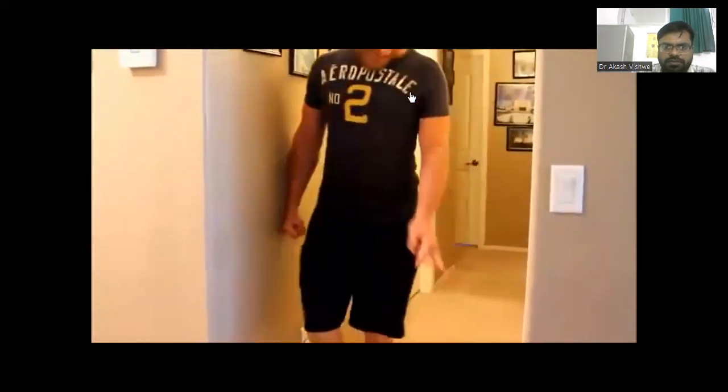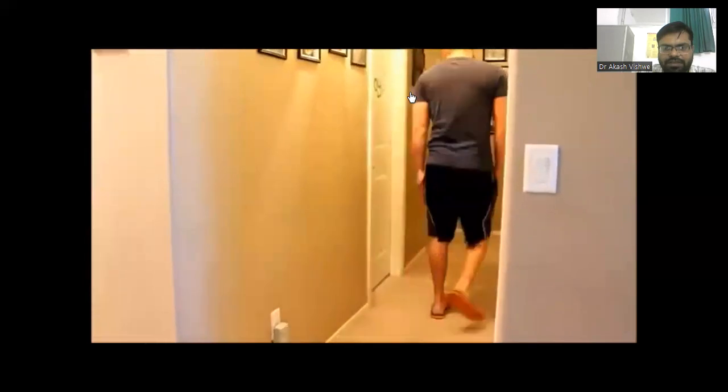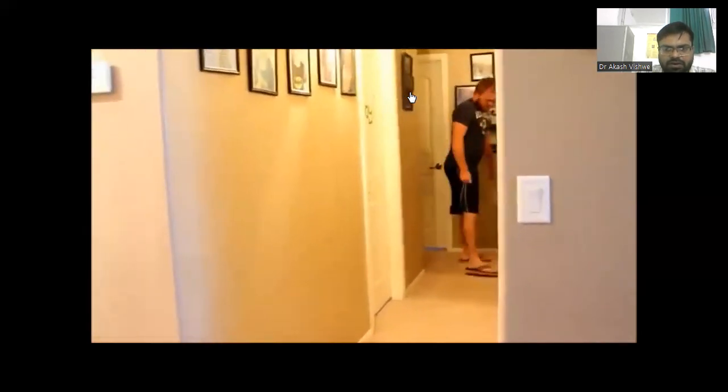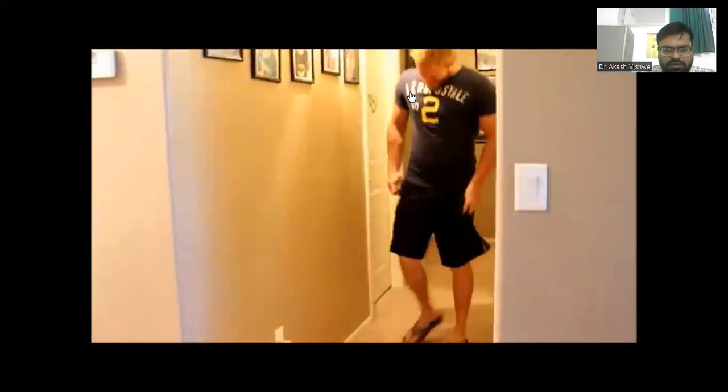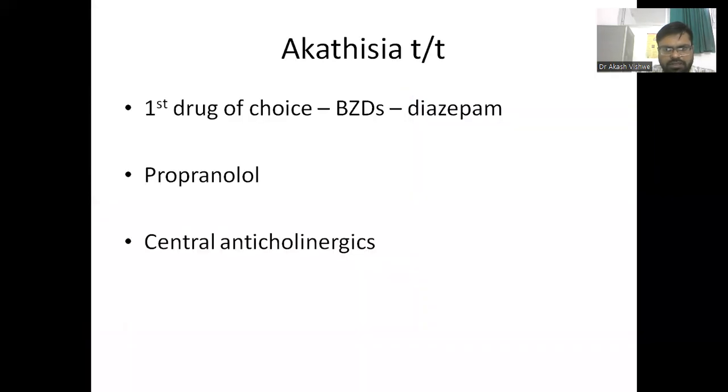So this symptom is actually akathisia. The patient is continuously walking in the corridor or room. There are also continuous movements of the hand. This is akathisia. So the first drug of choice is BZD, the benzodiazepines, that is, diazepam can be chosen. Another one is propranolol, and some central anticholinergic can also be used, like trihexyphenidyl.